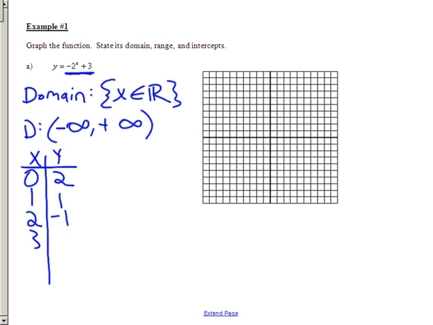If we plug in 3, 2 to the third power is 8. Make it negative is negative 8. Plus 3 is negative 5. We could go to 4, but it's already going to be off this chart, so there's no sense in doing that.